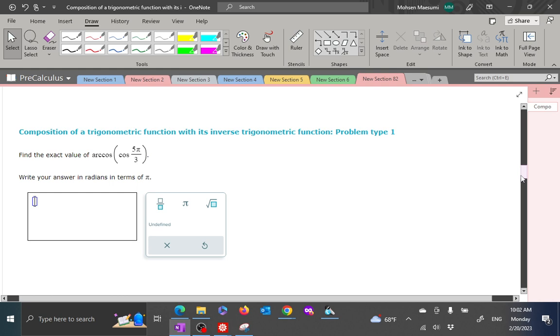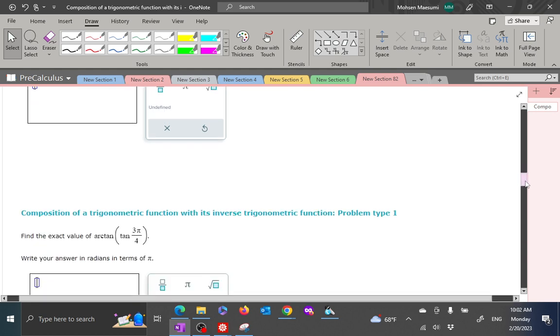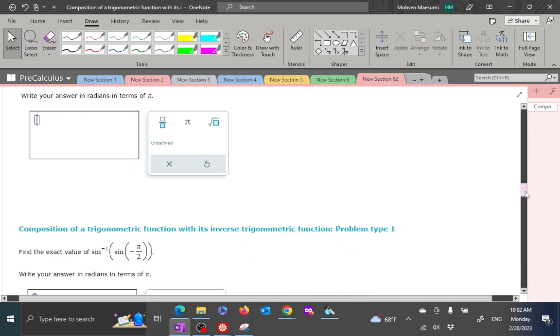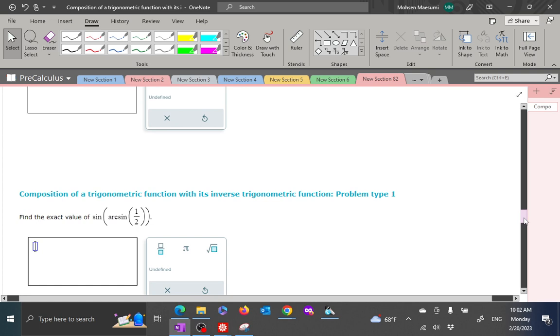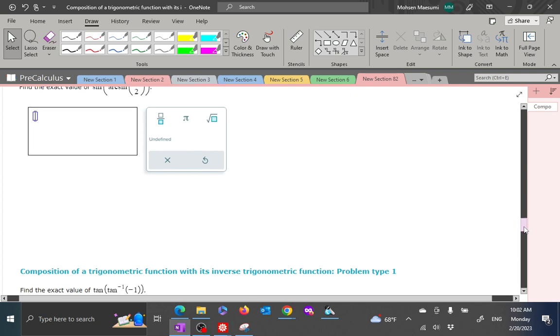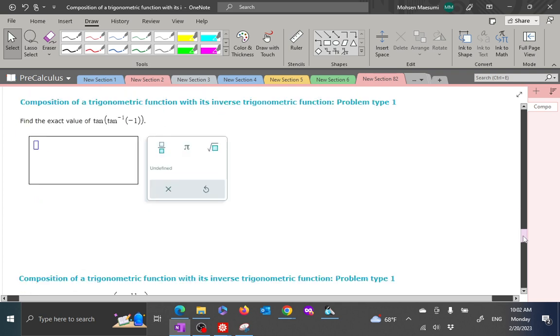Now, the questions that we are going to look at today, let's take a look at some of these things. So, combination of a trig function with its inverse. So here you see, for example, arc cosine of cosine of 5 pi third. So two functions are acting on each other, and these are the trig function and its inverse. So this is an example, and we have several examples like that. Here's regarding tangent, regarding sine, cosine again. This is in the opposite order. Sine is on the outside, arcsine is on the inside. So that's the flavor of the questions that we are facing here.